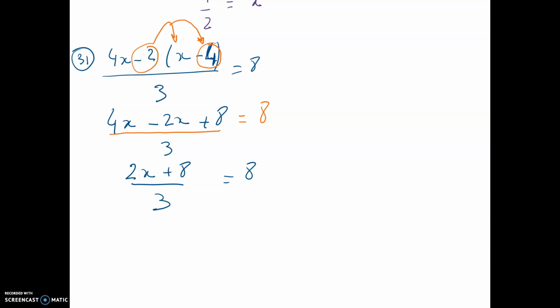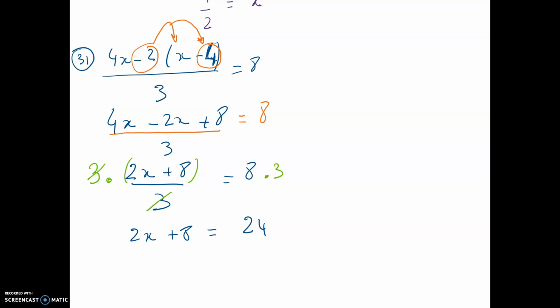And if I want to have x by himself, I must first and foremost get rid of the 3 by multiplying by 3. Because I know 3 divided by 3 equals 1. So the only way to get rid of the 3 on the denominator is to multiply my numerator by 3. But if I multiply the left side by 3, I need to multiply the right side of my equation by 3. Therefore now, the answer is going to be 2x plus 8 equal 24.